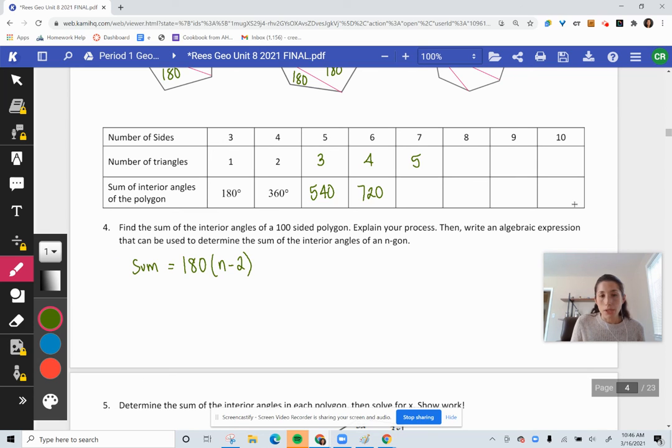Sum equals. So if we are looking for a 100-sided polygon, we would say, okay, well, if there's 100 sides, that must have 98 triangles in it. So we could say the sum for that is equal to 180 multiplied with 100 minus 2. There's always 2 less triangles than there are a number of sides. So really you're multiplying 180 times 98. And I'll let you figure out the sum of the interior angles for a 100-gon.